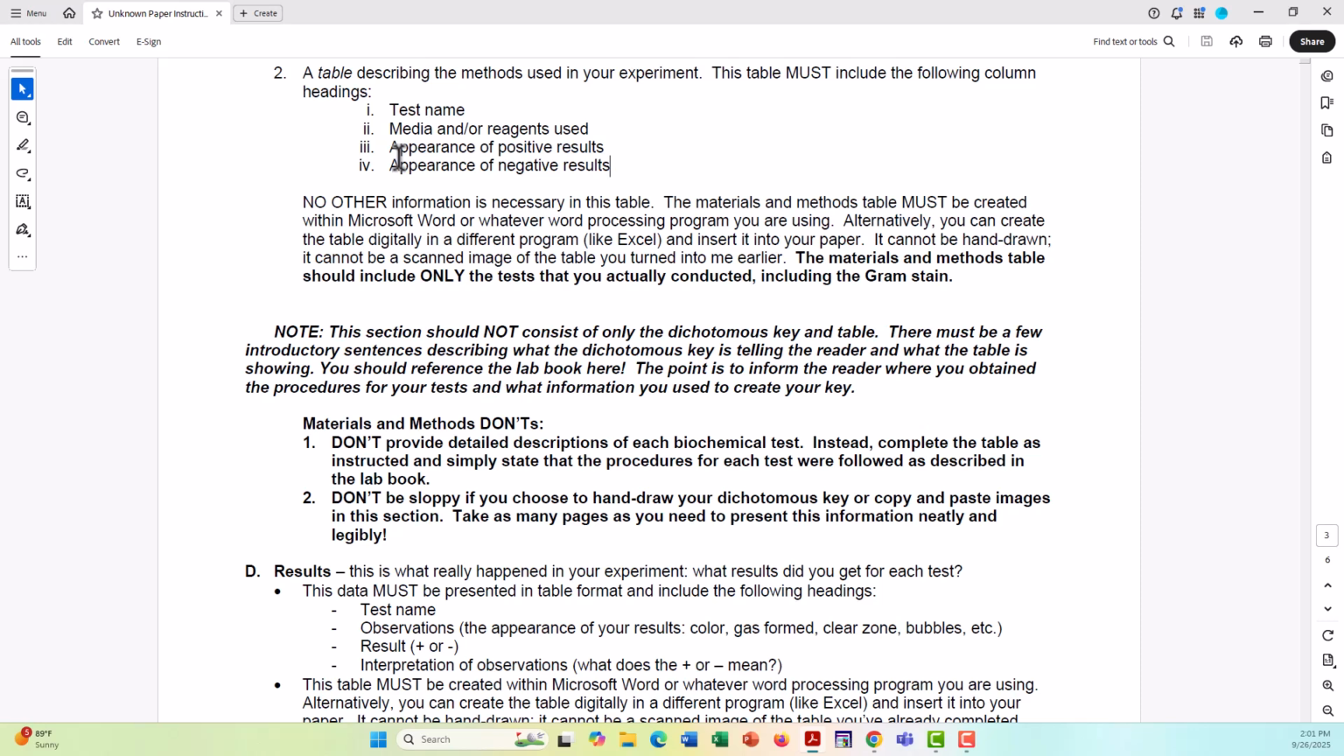Don't be sloppy if you're going to hand draw your dichotomous key or if you're going to copy and paste images into this section. Make sure things are neat, legible, and big enough that I can read them. Take as many pages as you need to do that. The next section, I'm going to go through the results.